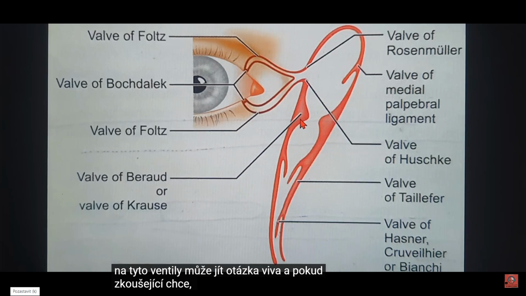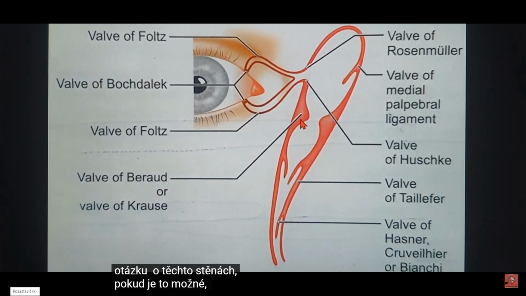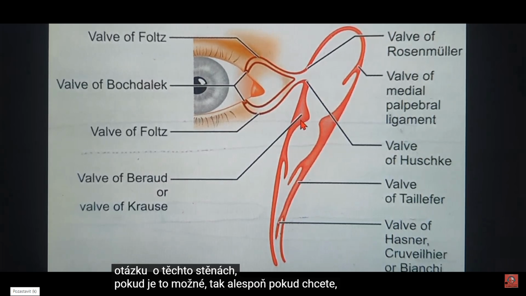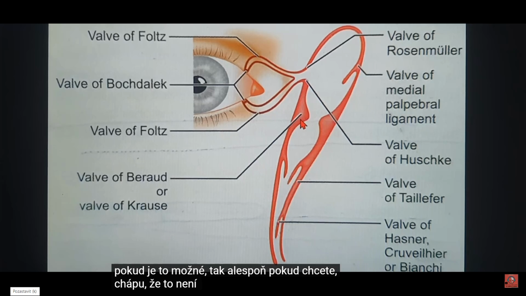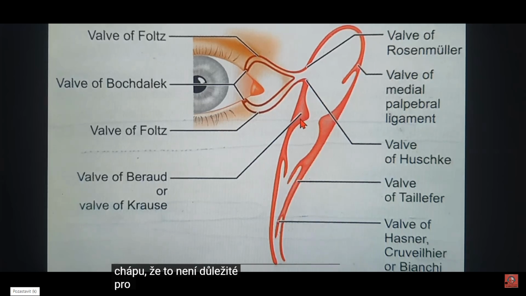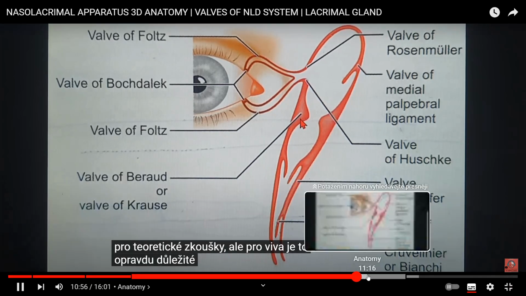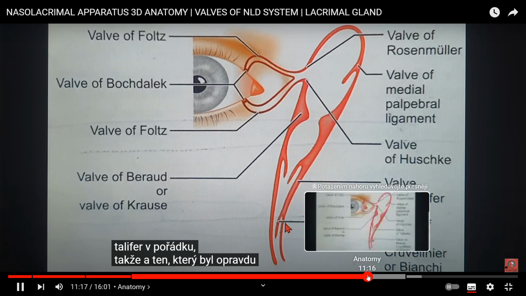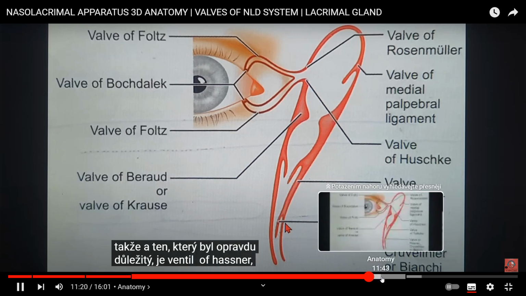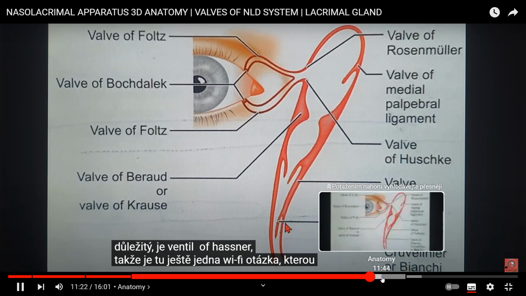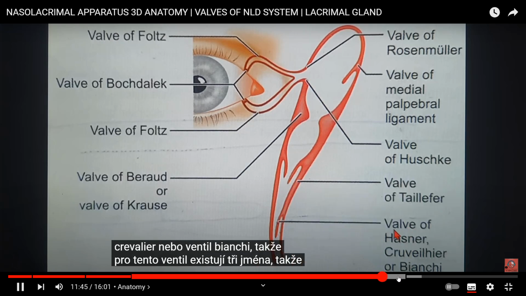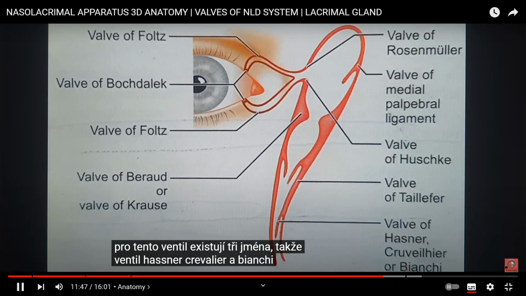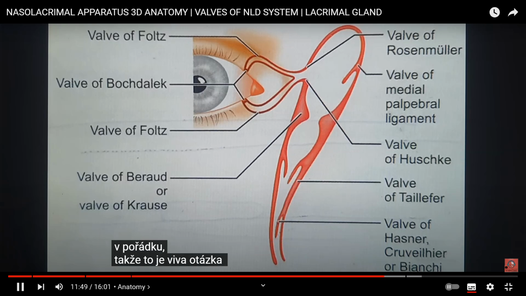And if the examiner wants to, he may ask a question about these valves if possible. So at least if you want, I understand that it's not important for theory exams, but for Viva it is really important. And which is really important is the valve of Hasner. So there's one more Viva question which I actually names for this valve. So valve of Hasner, Cuvier and Bianchi. Okay, so that is a Viva question for you guys.